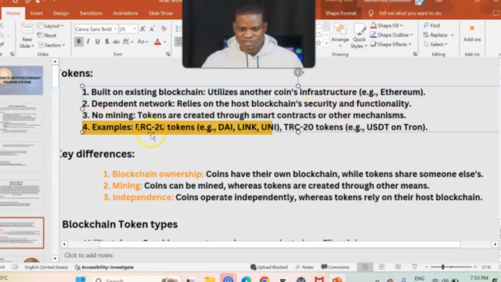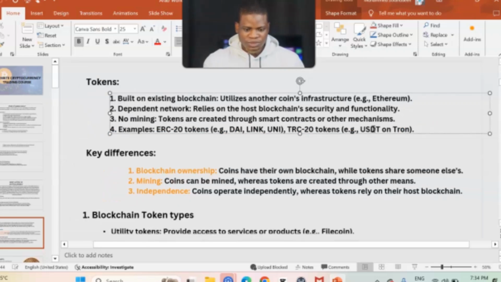And also, examples are ERC20 tokens. All these tokens mentioned, like DAI, Link, Uni, are ERC20 tokens, and they are not actually coins, they are tokens, which rely on the Ethereum network. Ethereum network hosts ERC20 tokens. And also there are TRC20 tokens, like USDT, which is on Tron. It also relies on that TRC20 token standard.